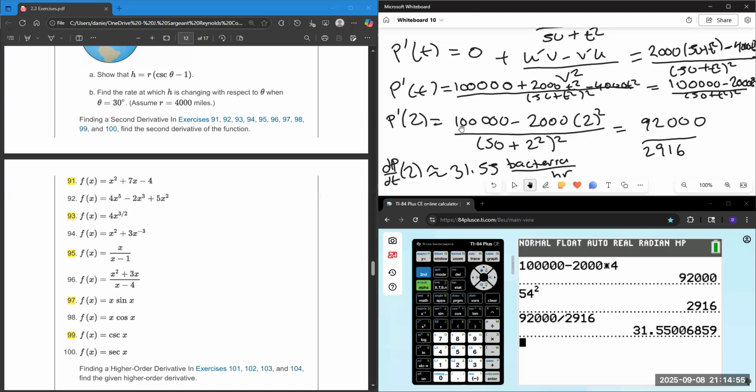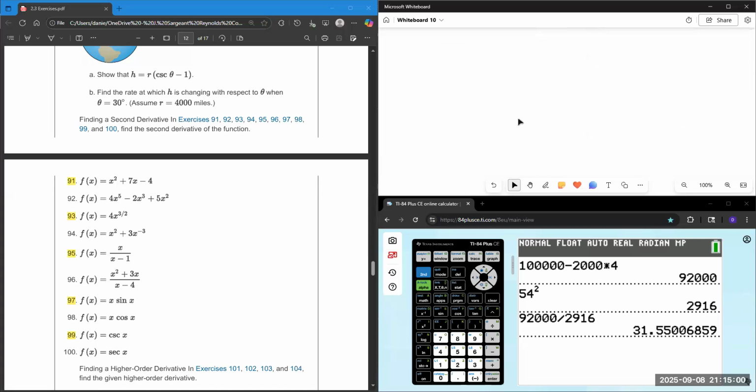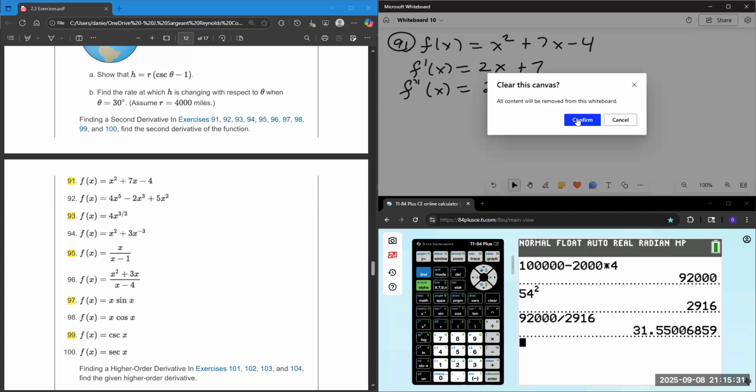So now we're going to find second derivatives here. Number 91, f of x is equal to x squared plus 7x minus 4. F prime of x is 2x plus 7. F double prime of x, the second derivative, which is the derivative of the derivative, will be 2. Let's go ahead and look at 93.